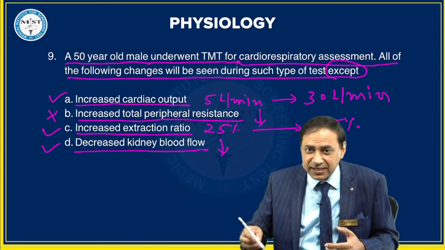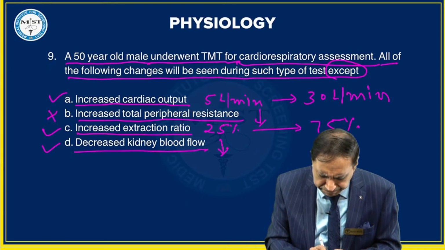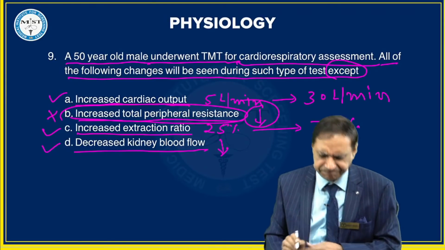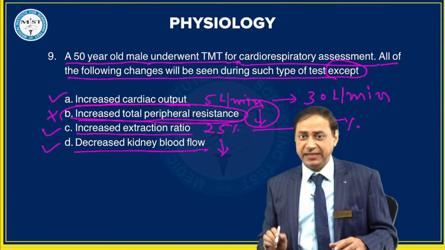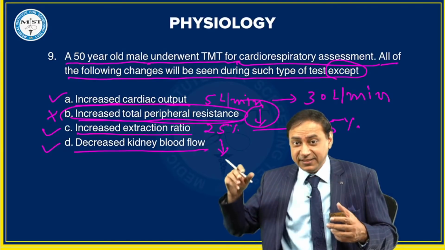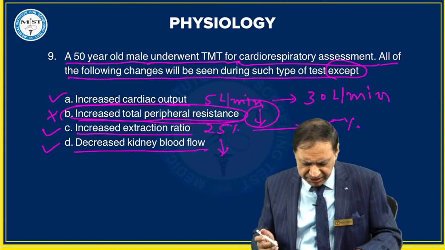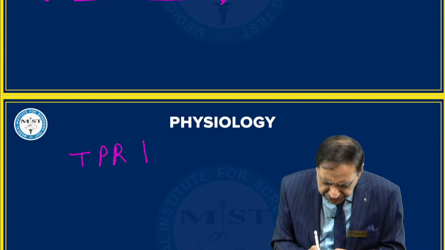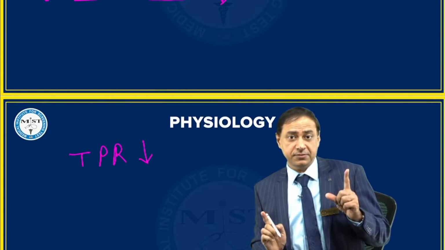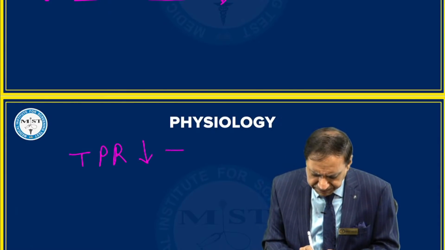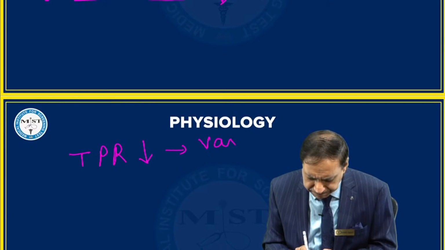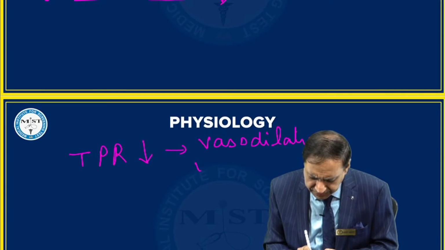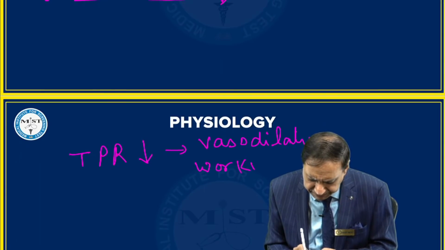This vasodilatation in peripheral muscle will decrease the total peripheral resistance. So why is TPR decreased? Because of the vasodilatation in the working muscle. So total peripheral resistance is reduced. The reason is vasodilatation of the muscles which are working.